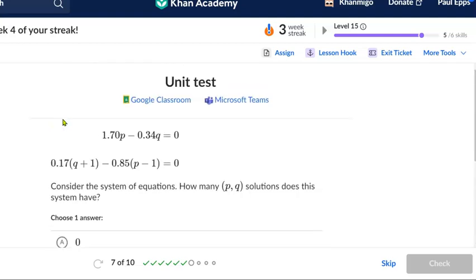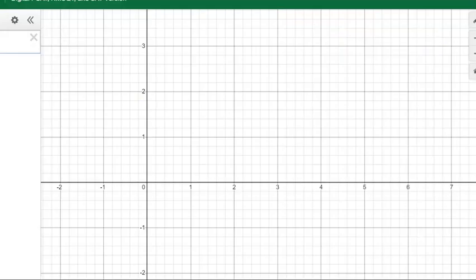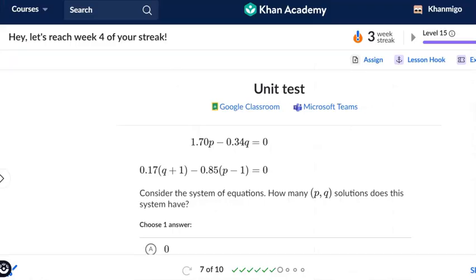All right, do they give us a calculator on this one? Yes. Okay. Well, in that case, that is probably the easiest way to do it. Let me move this over. What is the equation again?